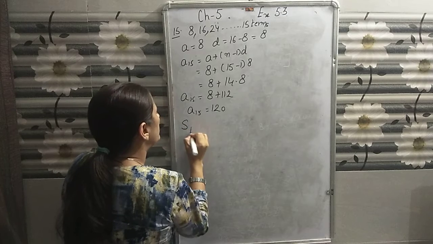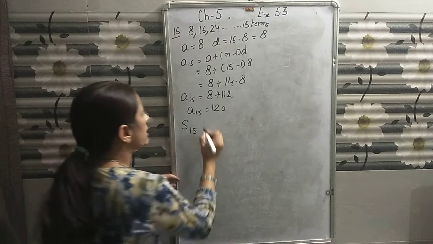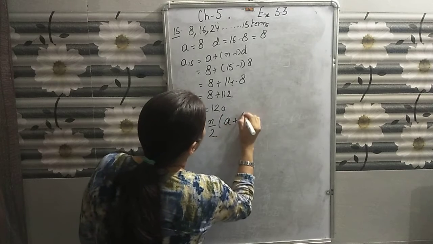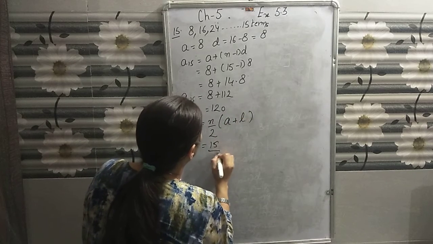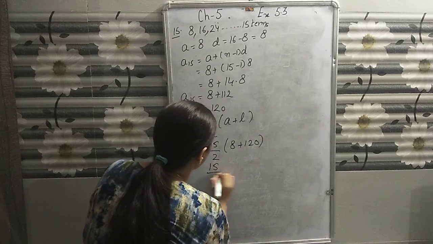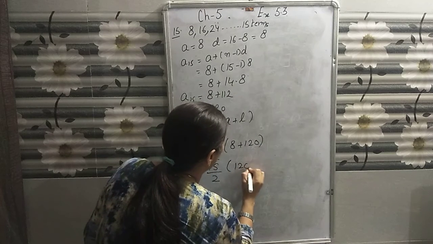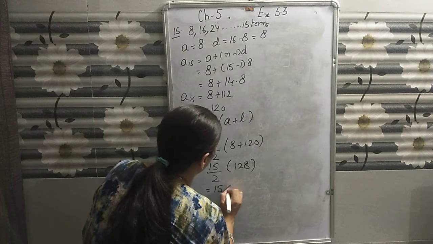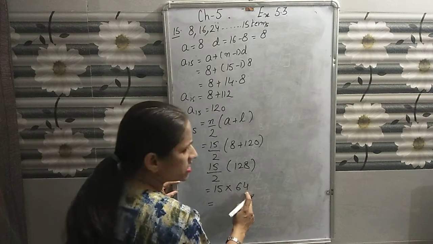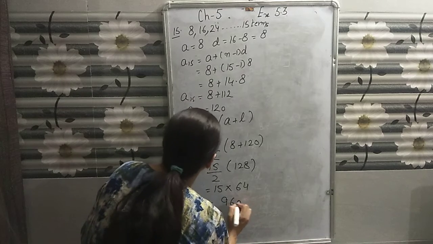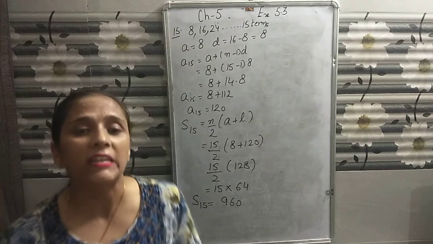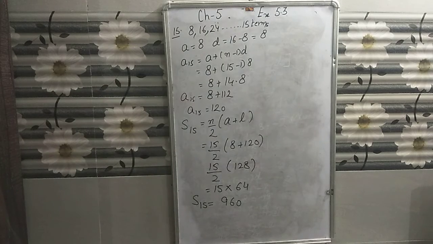Now I have to find the sum of 15 terms. So I will apply the formula n by 2, a plus l. n is 15 by 2, a is 8, l is 120. So 15 by 2 into 128. 15 into 2 is exact, and 2 4s are 8. So 15 into 64 is 960. So the sum of 15 terms is 960. So this is your answer.